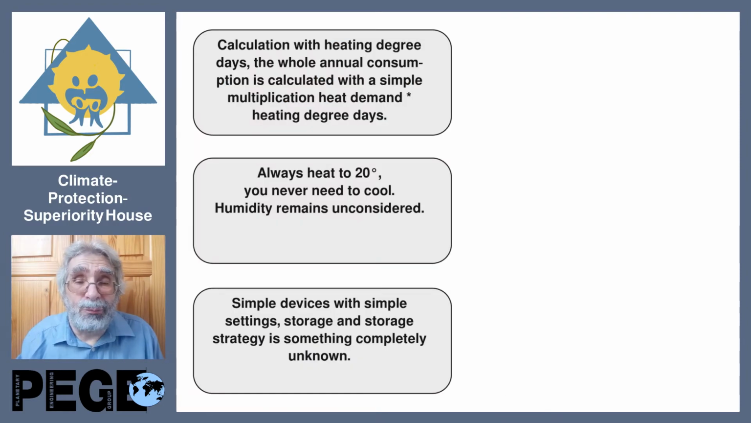About the calculation process, right now the calculation is with heat degree days, and you have to make only a multiplication with how much heat the house loses per Celsius temperature difference to the outside, and with a simple calculation, all is done. The next one, it is always heated to 20 degrees, never too cool, and humidity remains unconsidered.